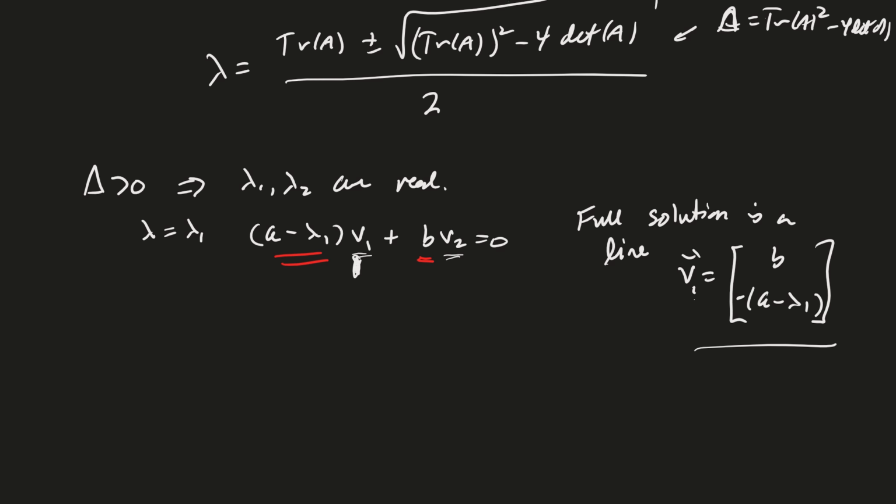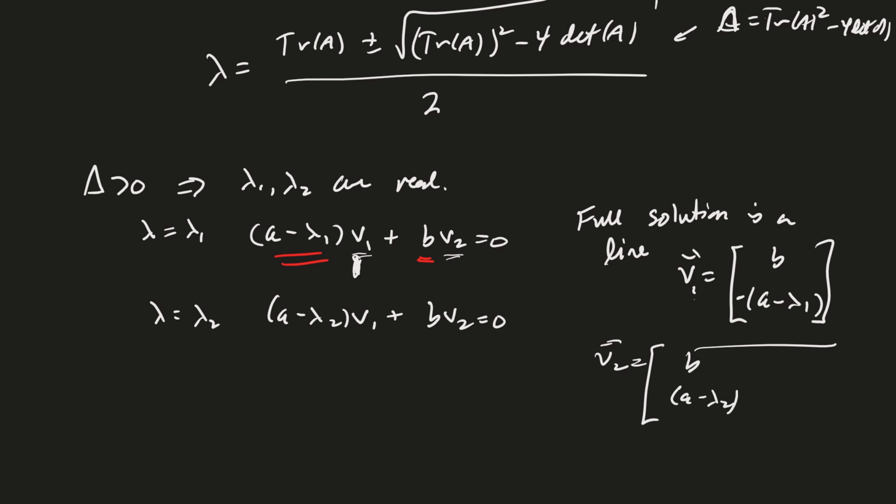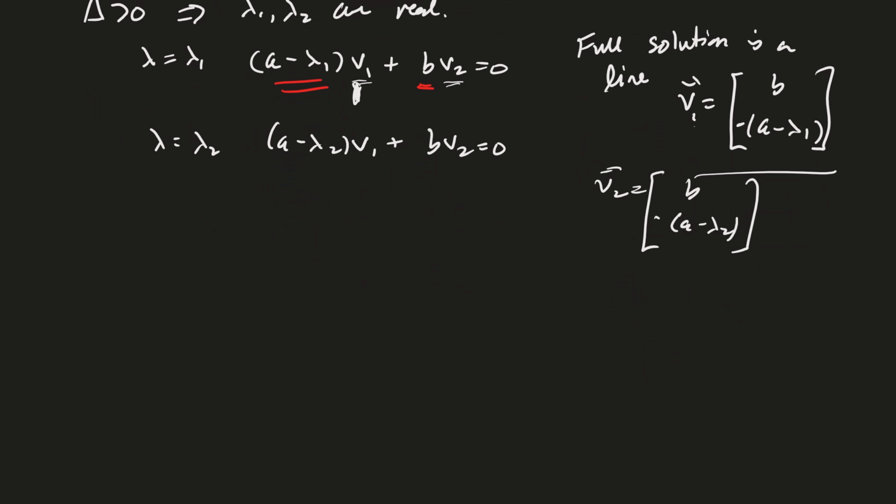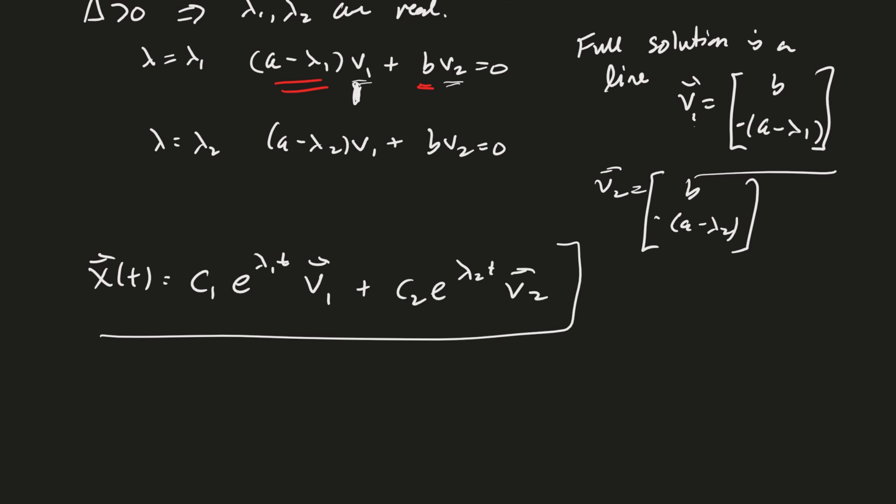Similarly, you could find V2. For lambda equals lambda 2, let's just go ahead and do it. Now you don't have to memorize this. Please don't memorize this. But the technique is what I want you to remember. So this is going to be B and A minus lambda 2. So there's your two eigenvectors. I probably shouldn't have shown you that. Don't memorize that, please, because that would be a waste of brain space. So this is your full solution right there.